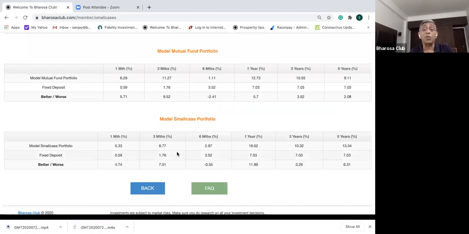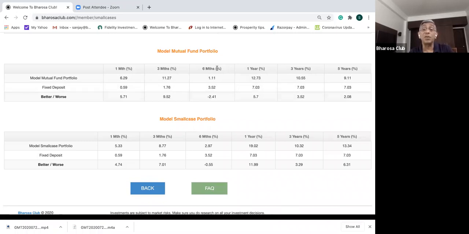And on the performance, what you will see is that the model mutual fund portfolio over 5 years has done better than fixed deposits by 2 percentage points. In 3 years, it's done better by 3.5 percentage points. And in 1 year, it's done better by 5.7 percentage points.